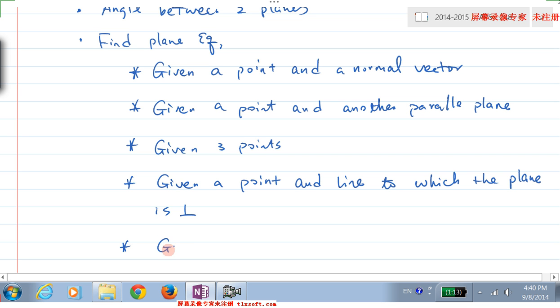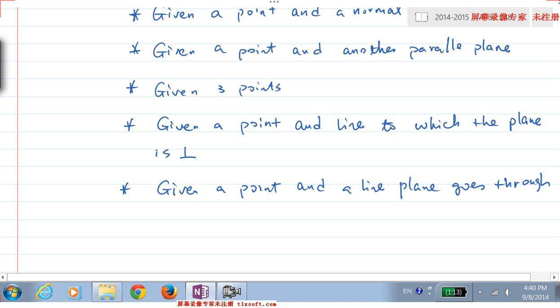Another one is you're given a point here, and a line. The plane goes through a given point and a given line. How do we find the plane equation? That's another type of question. Assuming the point is not on that line. So here's a point, here's a line, and what will be the plane determined by this point and the line?